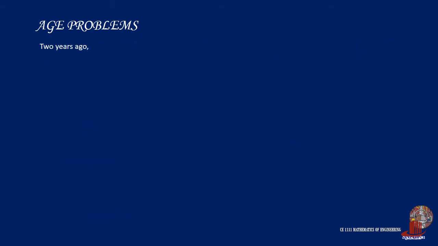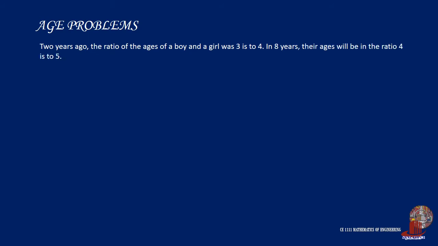Problem number 2. 2 years ago, the ratio of the ages of a boy and a girl was 3:4. In 8 years, their ages will be in the ratio 4:5. Find the sum of their ages now. Let's start by denoting B for the boy's current age and G for the girl's. The first statement discusses a past scenario which was 2 years ago.